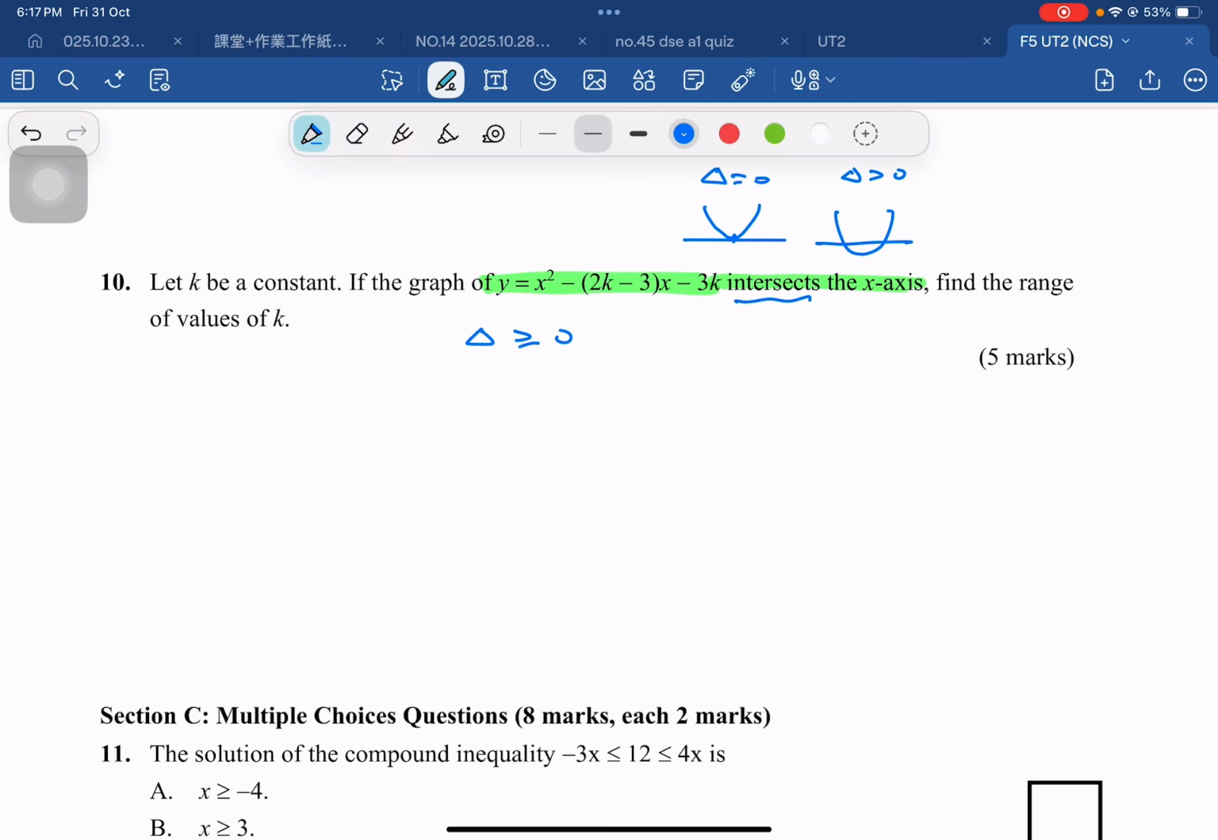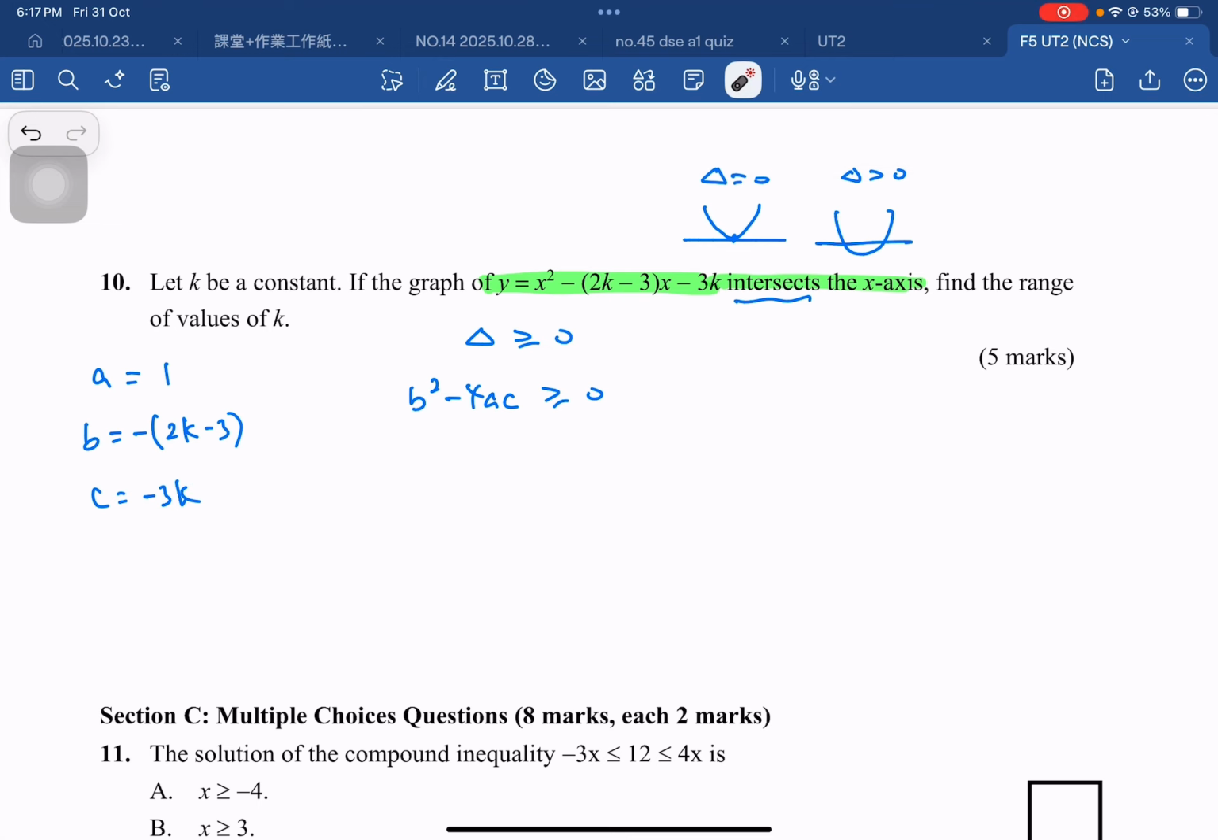So delta means the discriminant, so we need b squared minus 4ac to be greater than or equal to 0. In this equation, a is equal to 1, b is equal to negative, bracketed, 2k minus 3, and c is negative 3k. a is the number in front of the x squared, which is just 1, and b is the number in front of the x, so it's going to be negative, bracketed, 2k minus 3, and c is the number without any x, so it's going to be negative 3k. You can just substitute all of these into it.